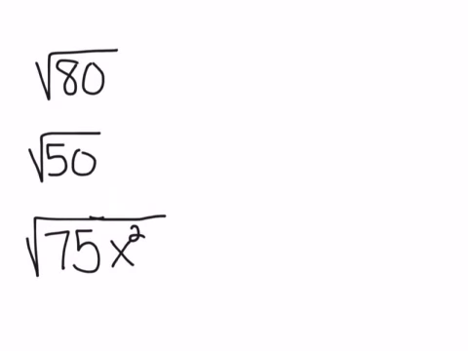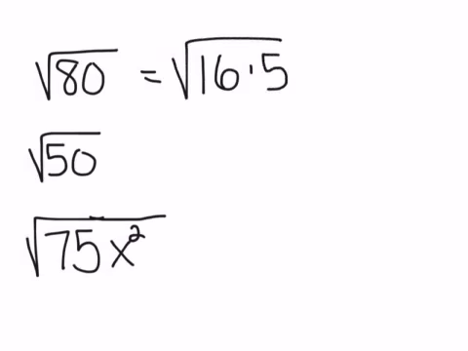Alright, let's talk about radicals that have numbers underneath that don't come out as perfect squares. So 80 can be broken up into 2 factors. 80 can be broken up into 2 and 40. It can be broken up into 4 and 20. Think about numbers that go into 80 evenly. So I think the largest would be 16 and 5.